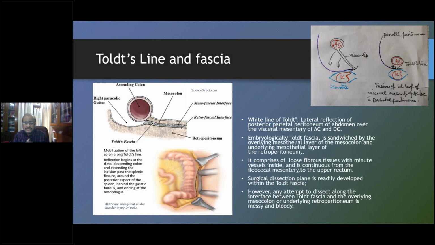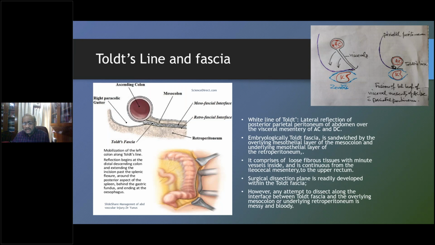Now, what is the Toldt's line and fascia? Again, an important applied importance. The Toldt's line is so important because if you see here, it is a white line. You can see the white line. And why is this line important? Because this denotes an avascular plane. So what exactly is the Toldt's line?